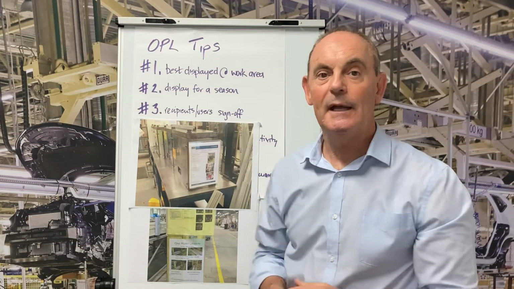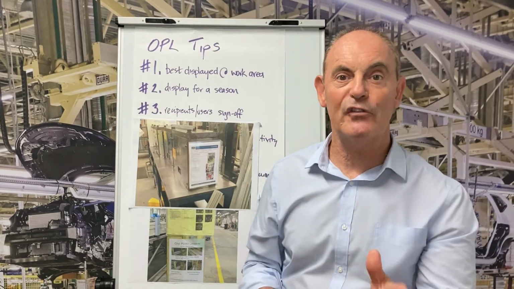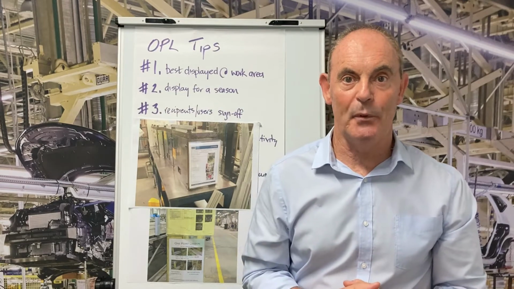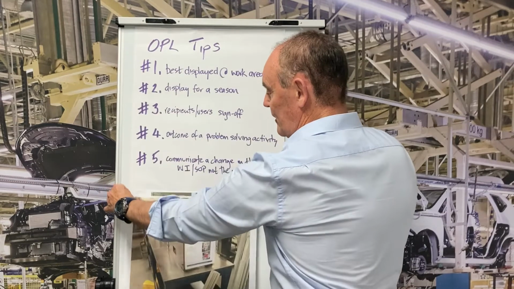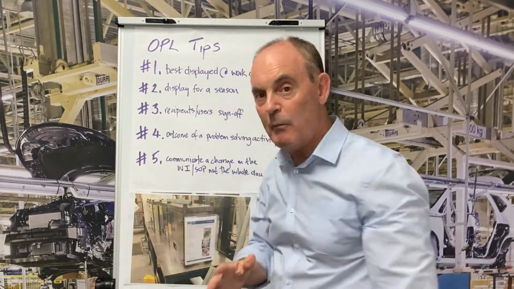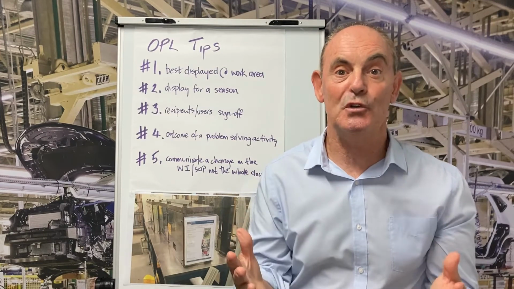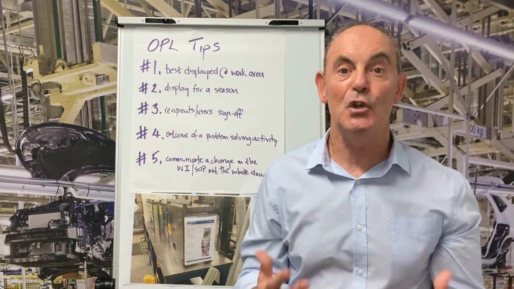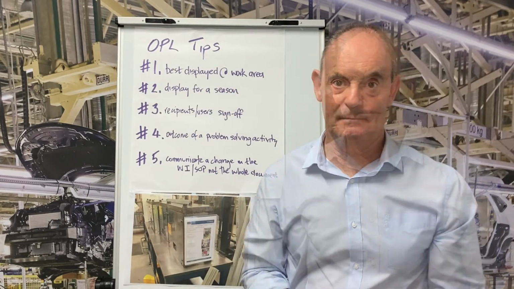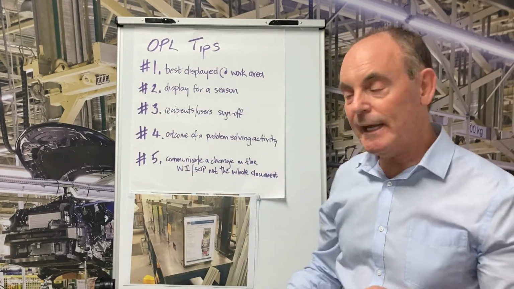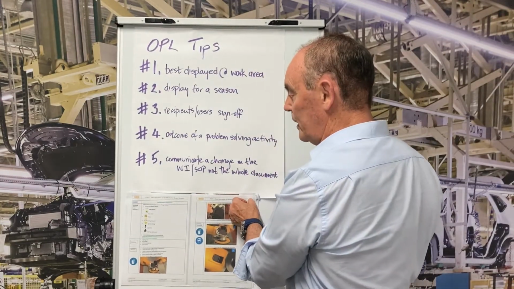The third one is maybe the recipients or the users can sign off that they've received and understood the one-point lesson. Tip number 4 is if the one-point lesson is an outcome from a problem-solving activity like an A3 or a fishbone, and perhaps the solution was to communicate the new way of working, this could be really done by a one-point lesson.